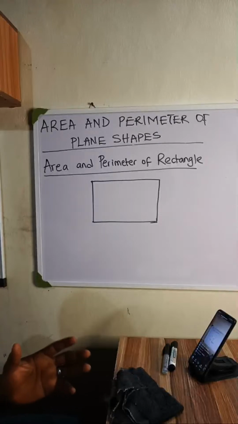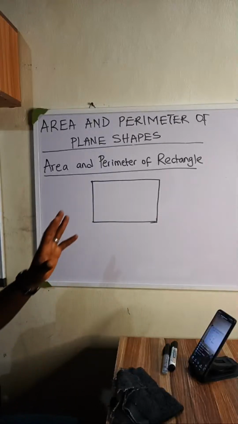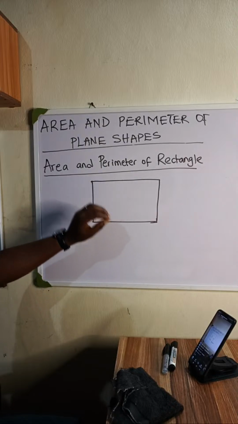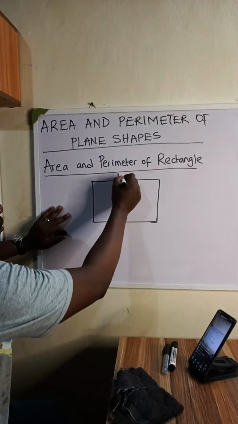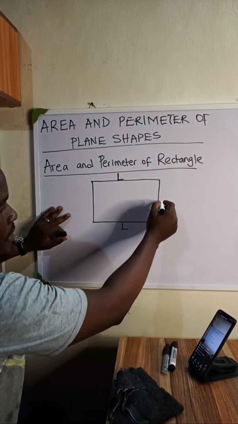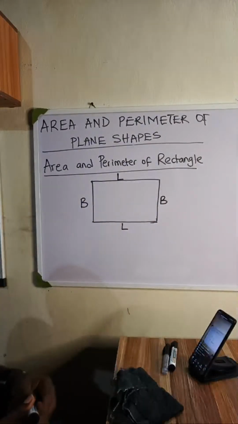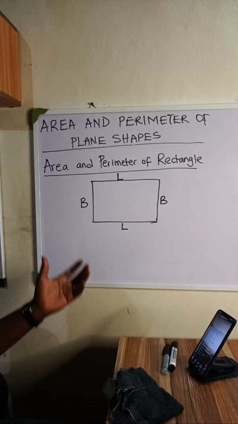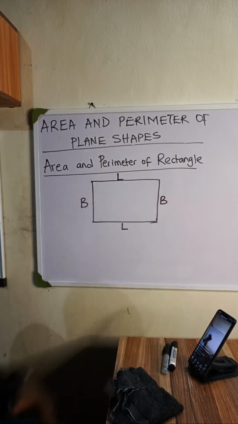We don't need to consider the angles when we are looking at area. What we are looking at is the sides. This longer side is called the length. The shorter side is called the breadth. Some students in some other countries call it width, so you can call the shorter side either breadth or width.